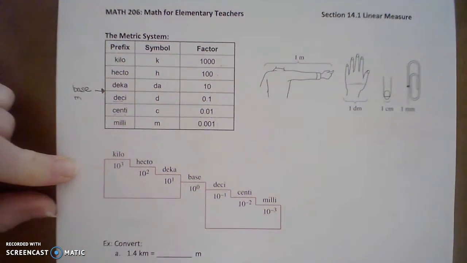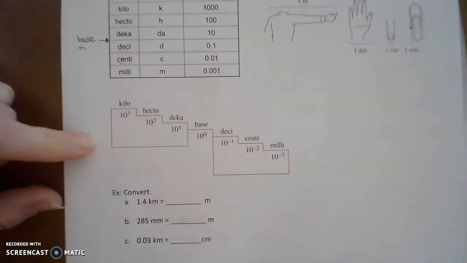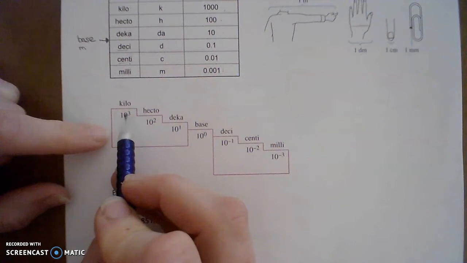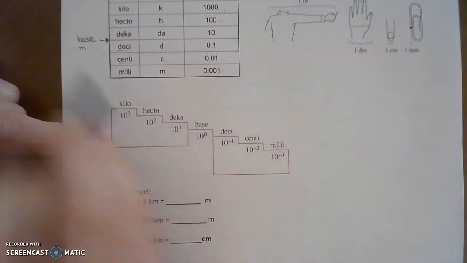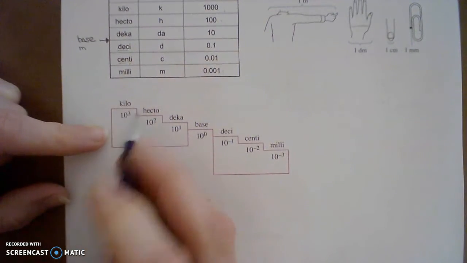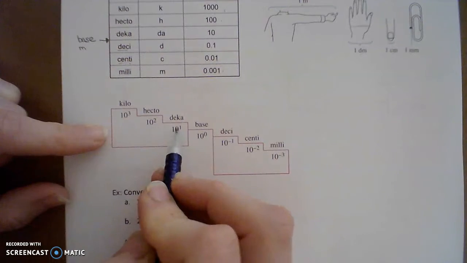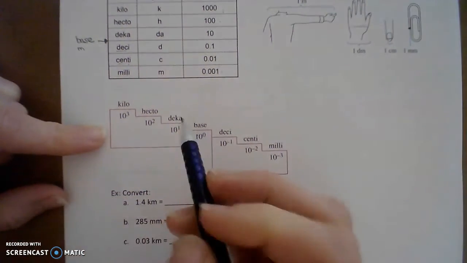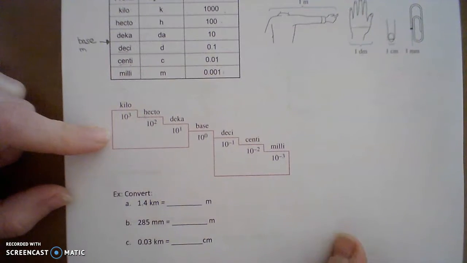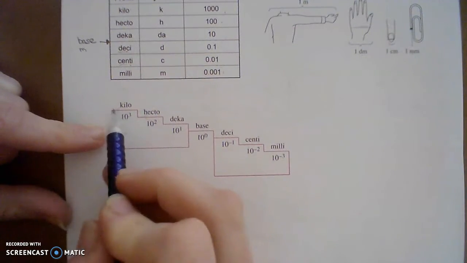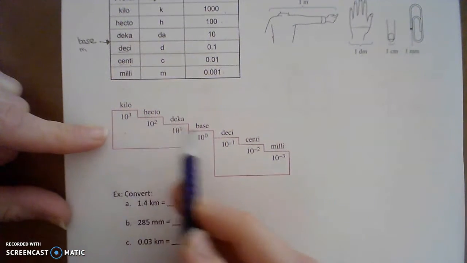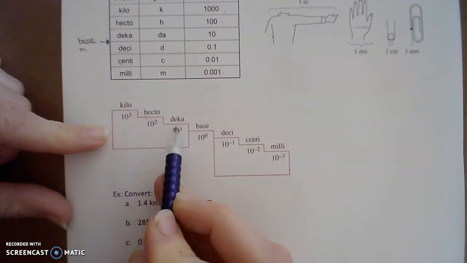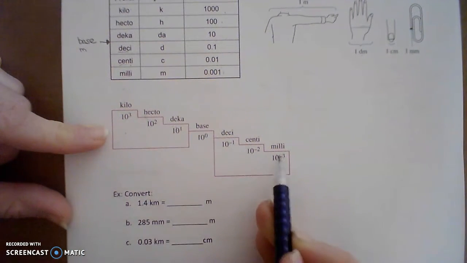And there is a mnemonic device for remembering the prefixes here in the metric system. It goes King Hector died by drinking chocolate milk. So whenever you're doing conversions in the metric system, I would recommend writing those things down. KHDBDCM. I'll say it one more time. King Hector died by drinking chocolate milk.